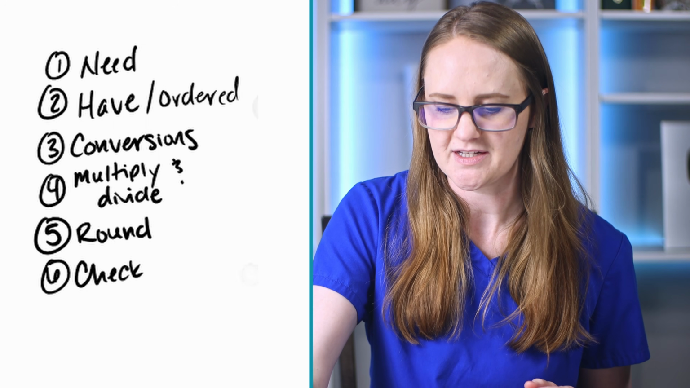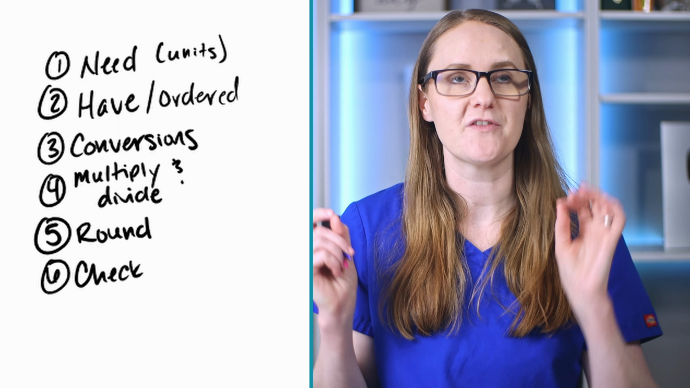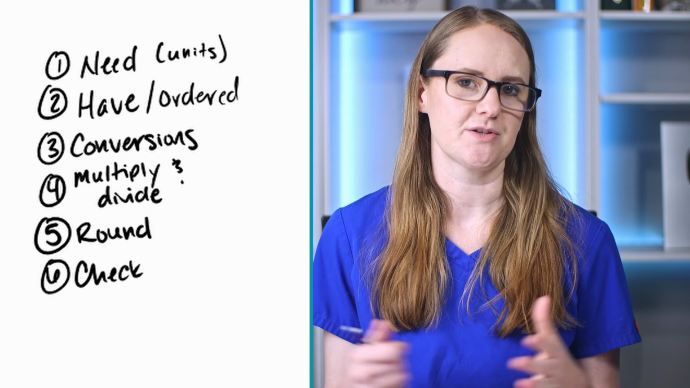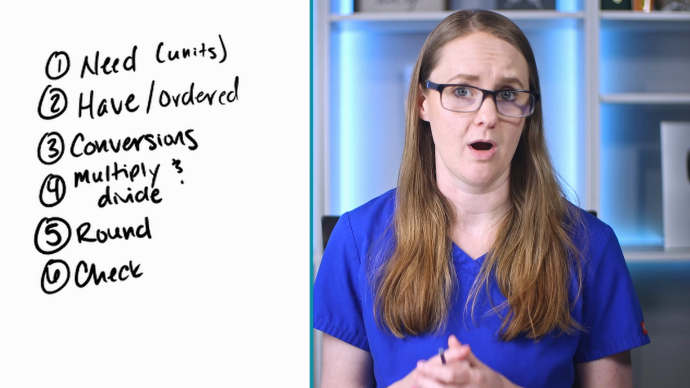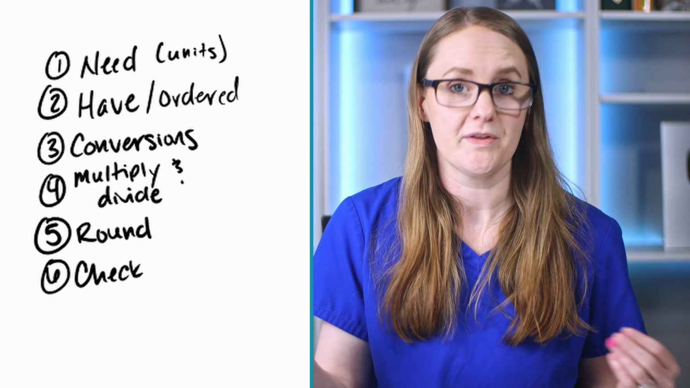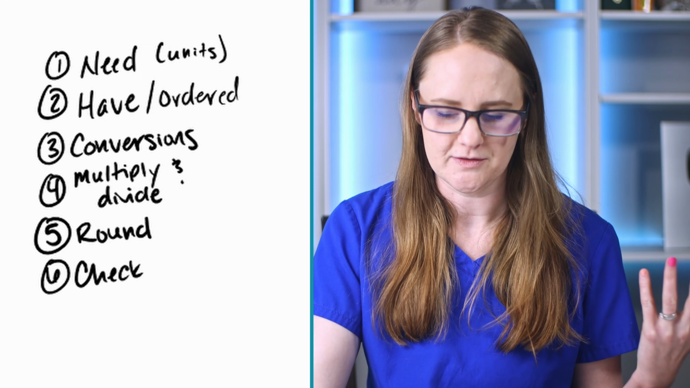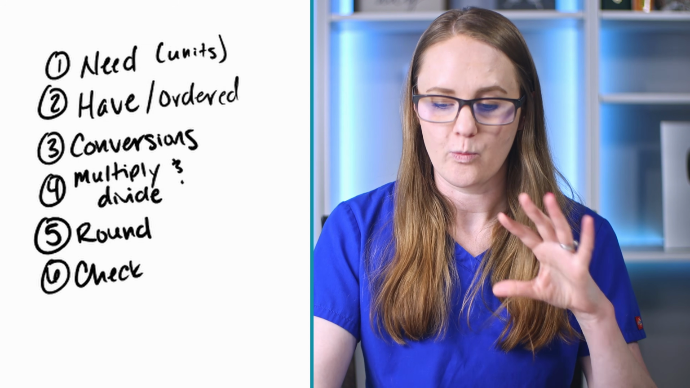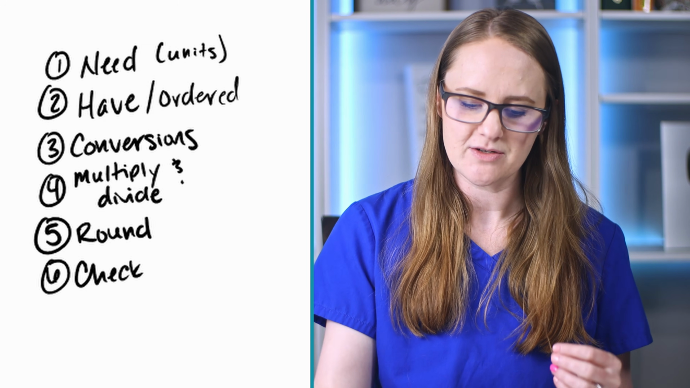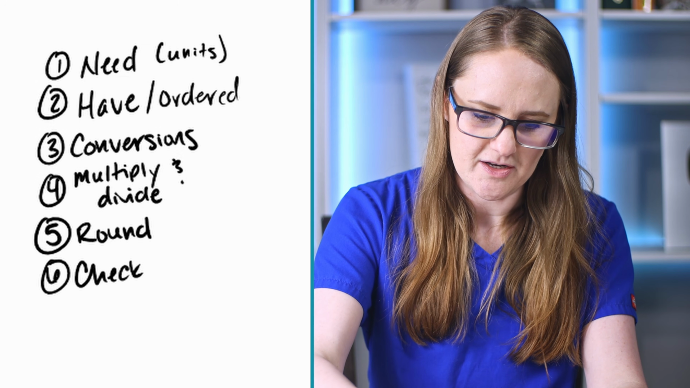What do we need to end up with? And that's the units. This is very, very important that you start out with what you need to end up with at the end, because oftentimes when you're doing a dose calc problem, you might be solving for the wrong thing. We want to make sure that we are solving for what the question is actually asking, because we don't want to do the whole problem, solve it all, and then find out that we solved for the wrong thing. And then what do we have, or what's ordered? And then 3 is conversions, and then multiply and divide, round and check, okay? So let's get started on doing that.